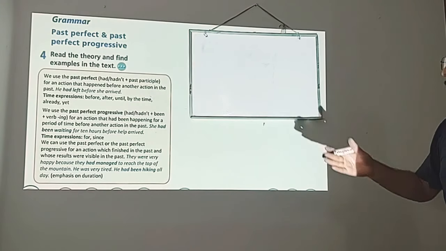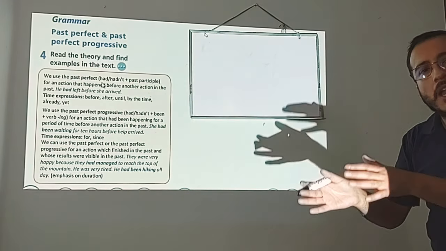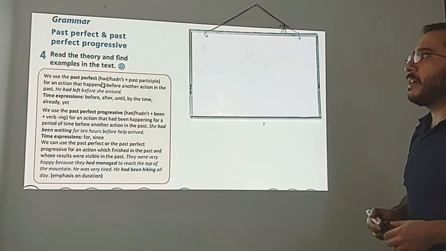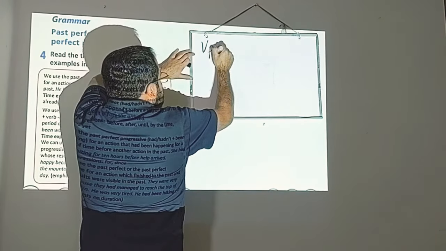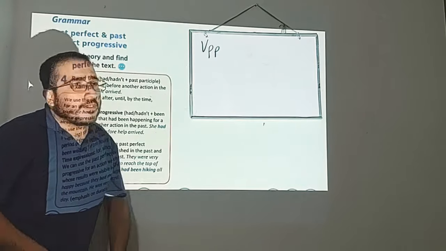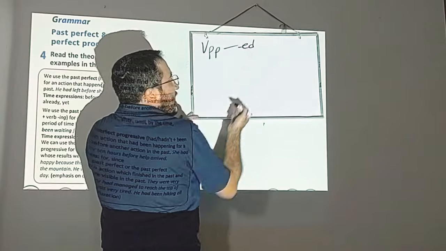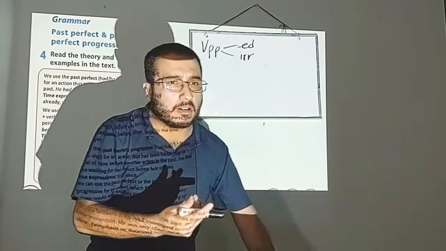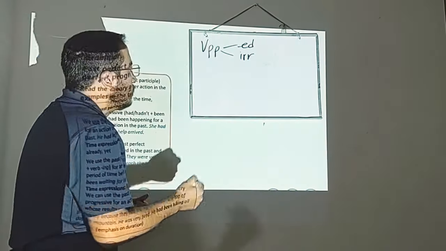So, remember, we use the past perfect, which the structure is subject plus auxiliary had, or hadn't if it's negative, of course, plus the verb in past participle. Remember that the verb in past participle, which I call VPP, it's the verb in past participle. If it's regular, it's ed. If it's irregular, it's at the back of your book, on page 136. Okay?